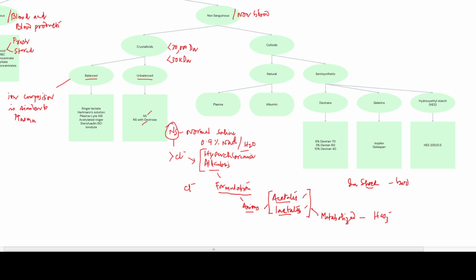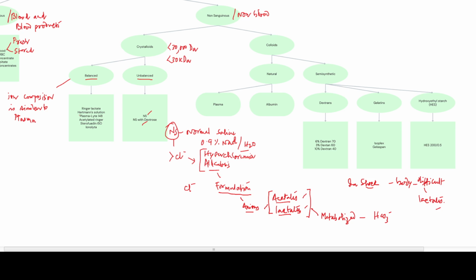So to remember, among the different formulations, acetates and lactates, in shock, the body finds it difficult to metabolize lactates. So acetate-containing crystalloids are a better bet in the treatment of shock. Okay, so that's about balanced crystalloids.